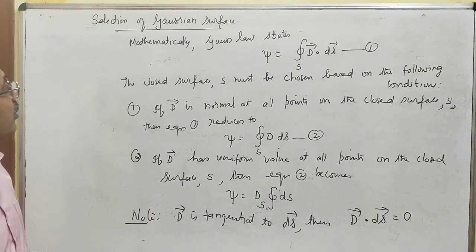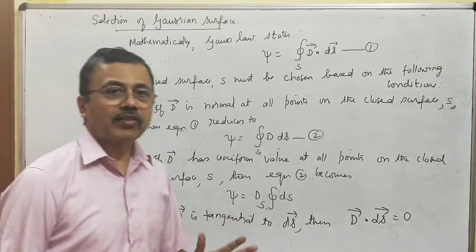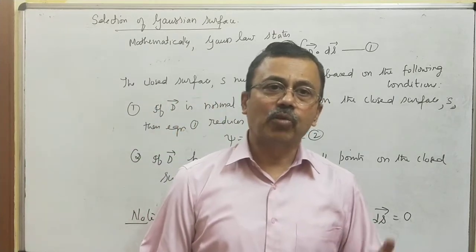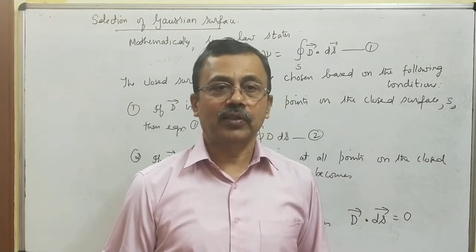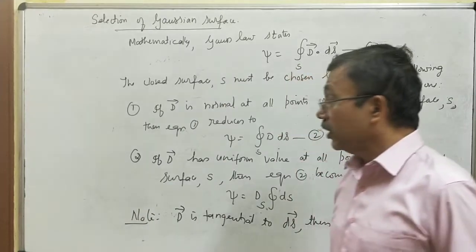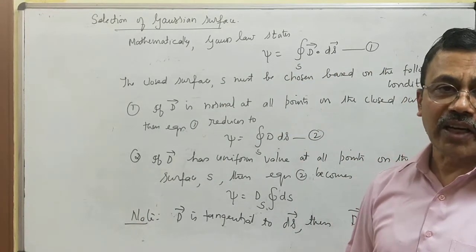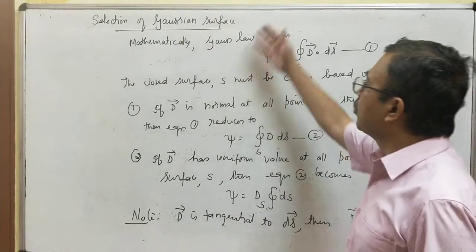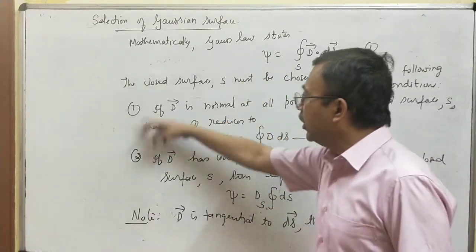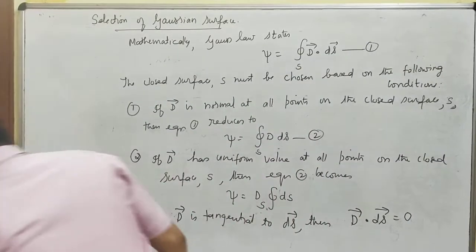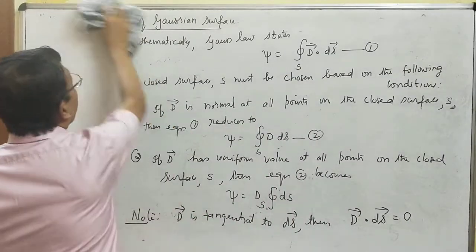Very, very important. So in the examination, they will ask: state Gauss law, explain Gauss law, give mathematical proof of Gauss law. Then they may say, state the important criterion or criteria for selecting the Gaussian surface. Two important criteria have been listed over here. Next, I will proceed to applications of Gauss law.